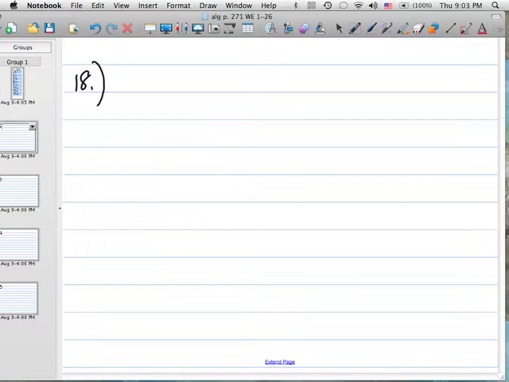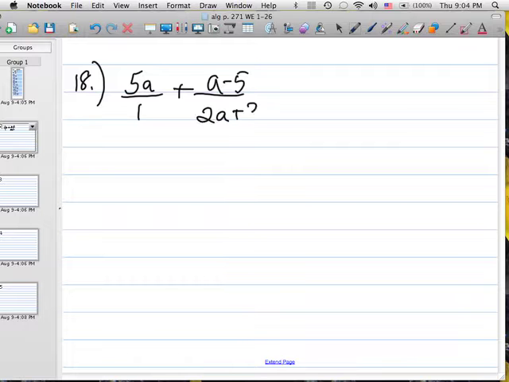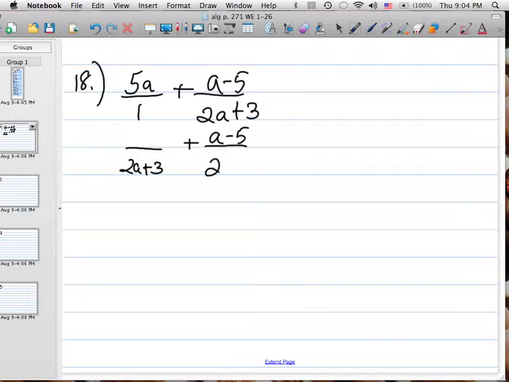Problem number 18, we have 5a, put it over 1, plus a minus 5 over 2a plus 3. Least common denominator is 2a plus 3. Second fraction we'll just rewrite. Multiply the first fraction top and bottom by 2a plus 3, which I already did the bottom, so we're multiplying the numerator. So that gives us 10a squared plus 15a.